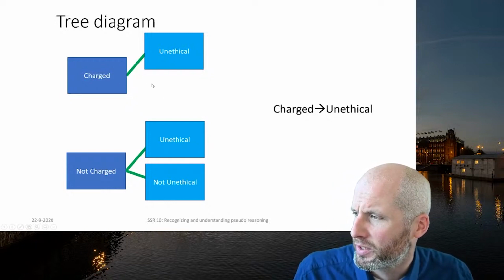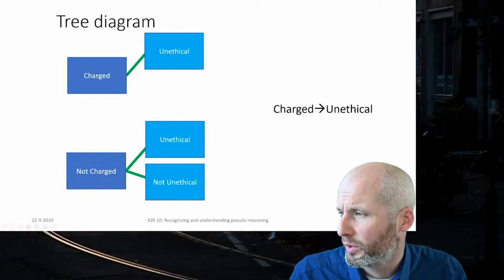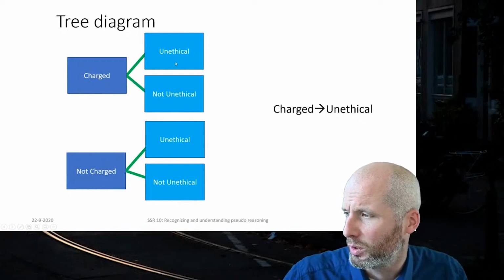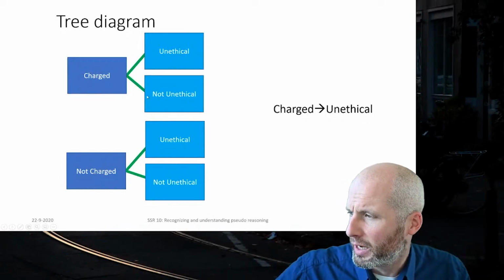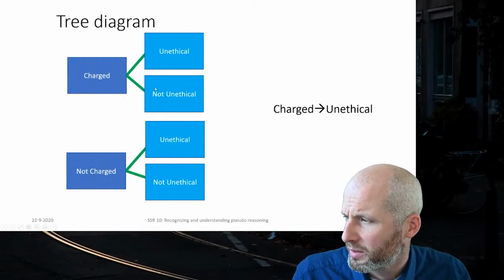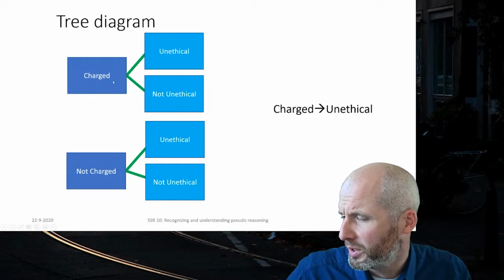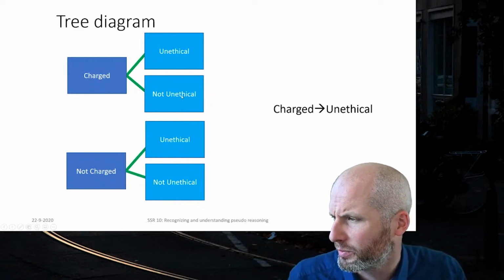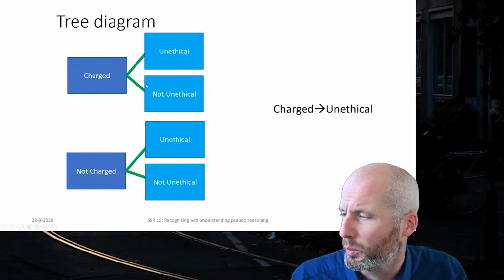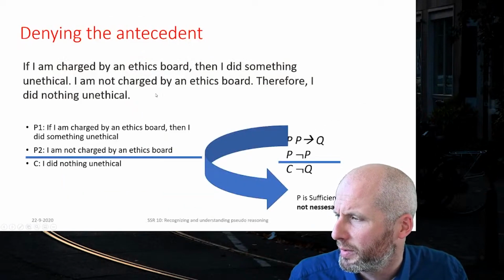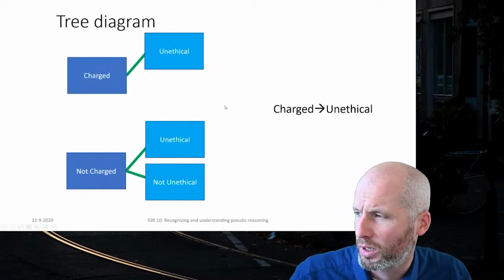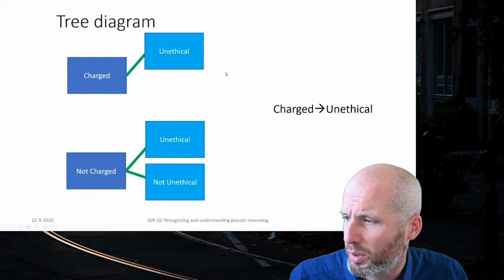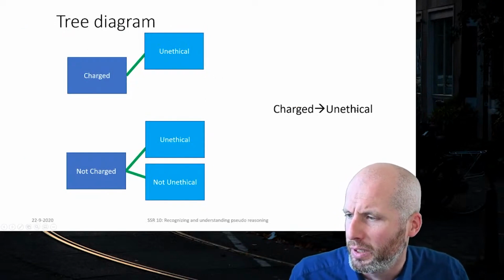So you can scratch this possibility, because you know if you're charged, then you did something unethical. So this option should be scratched from all possibilities, right? It's impossible for somebody to be charged and not have done something unethical. That's why we cancel this possibility. And then these are the remaining possibilities that are still possible given if P then Q.